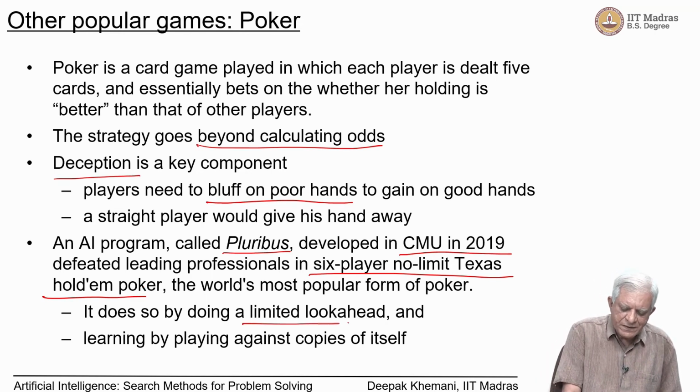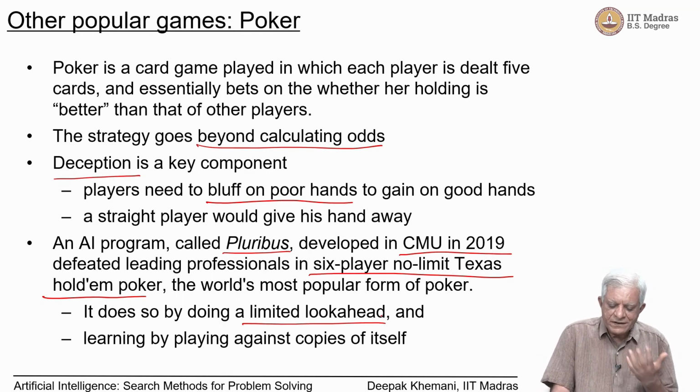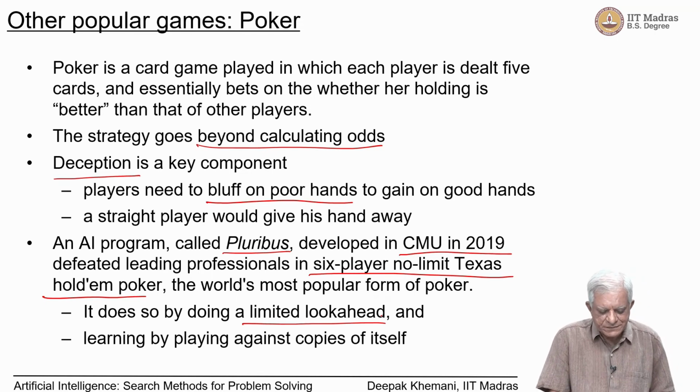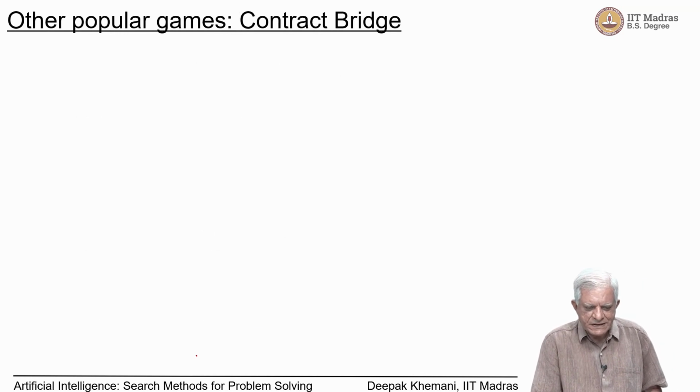It did so by doing a limited look ahead, because it's played with a fixed set of cards and the options that your opponents can have get limited, essentially. And it also learned by playing against copies of itself, essentially.